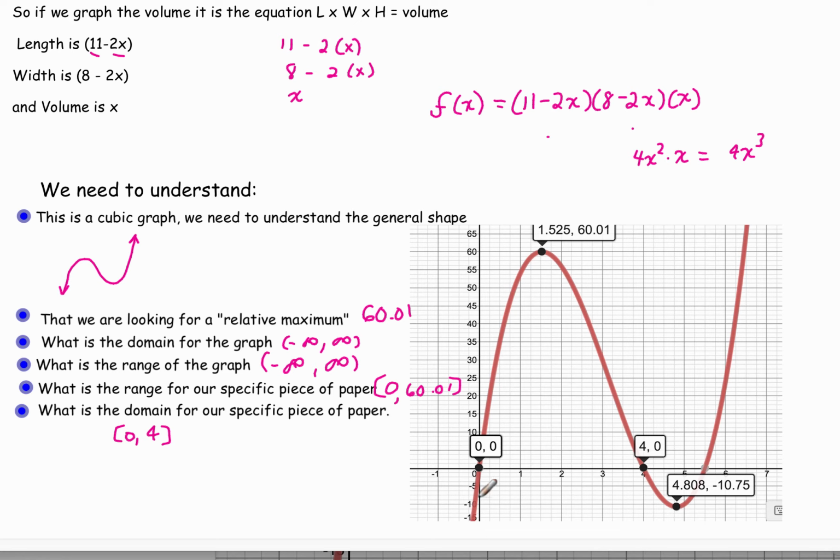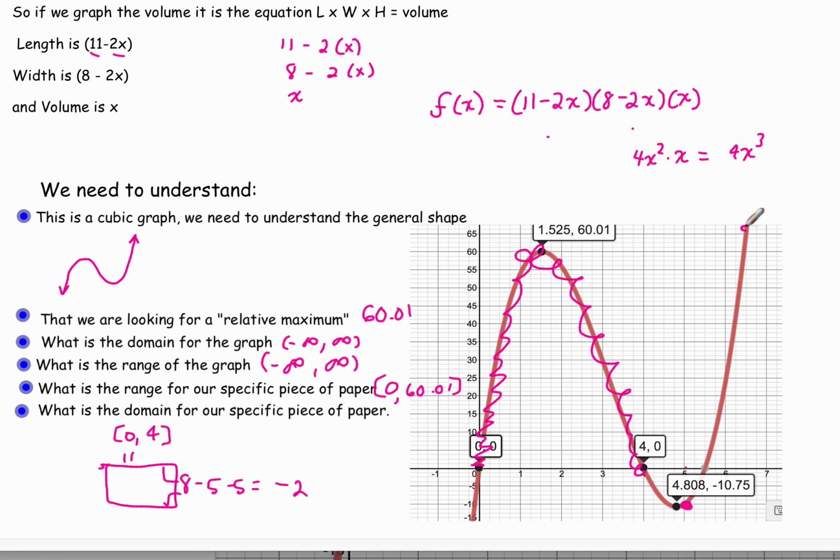So even though this graph goes on forever and ever, we're only concerned with this part in here. Because you couldn't put in cuts of 5. See, if you put in cuts of 5, you get negative volume. Because remember, our paper was 11 and 8. And if I take away a cut of 5 and a cut of 5, it gives me negative 2. I can't have a width of negative 2.